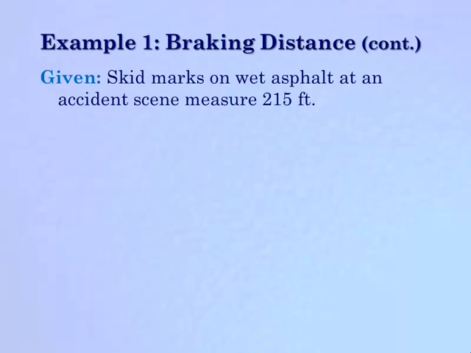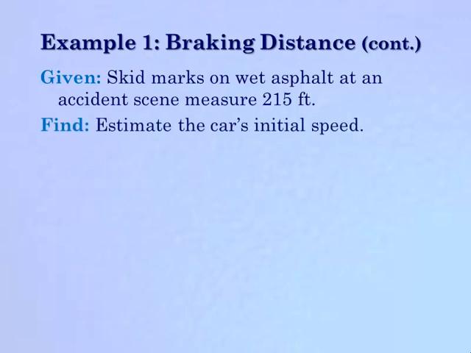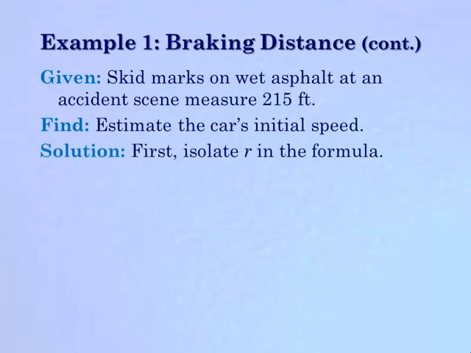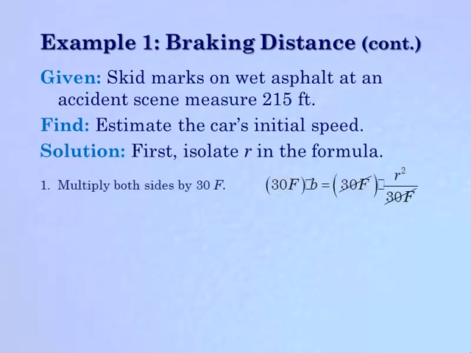Part B says that we have some skid marks on wet asphalt at an accident scene that measured 215 feet. So what would be the initial speed of the car that caused those skid marks if they were braking as hard as they could? Well, first we need to isolate R in the formula because we need to find what was the rate of the car.